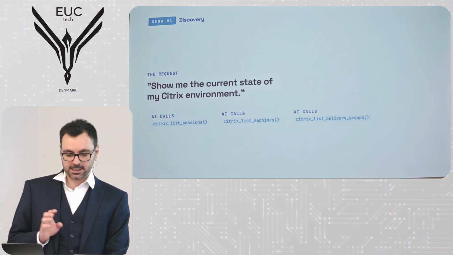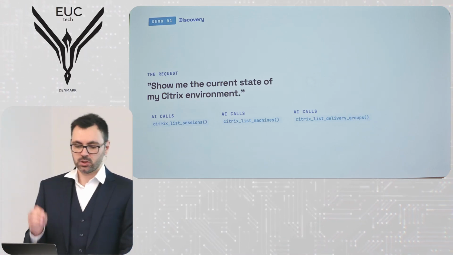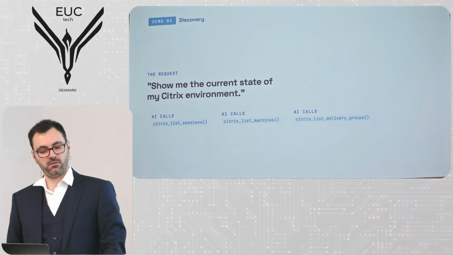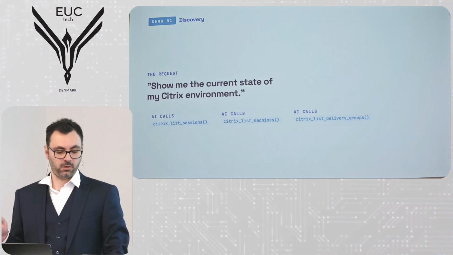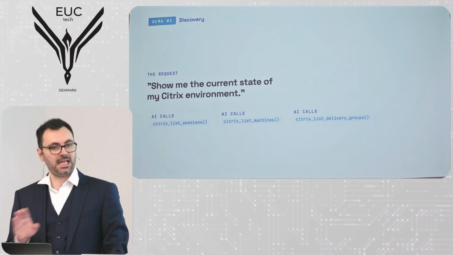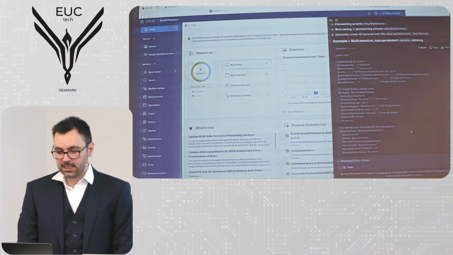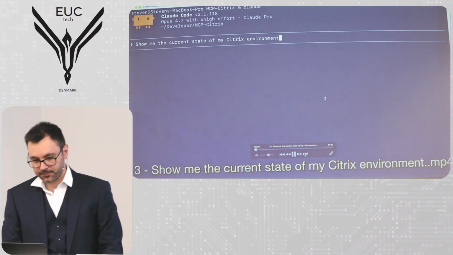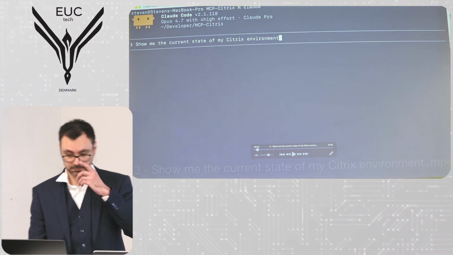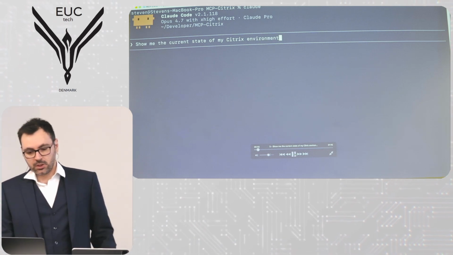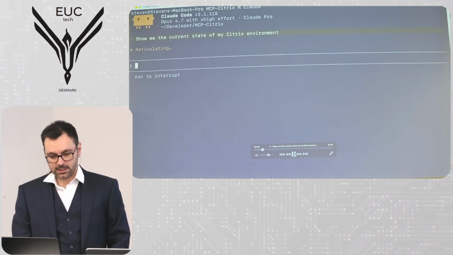I am going to ask the AI a simple question we all think about in the morning: show me the current state of my Citrix environment. The AI has never seen the environment before. I never told it anything about Citrix, and didn't train it. Let's see what it finds. I'm in the console, visible for everyone. So, show me the current state of the environment. Exactly the sentence I told you.